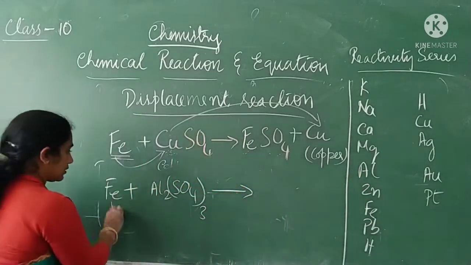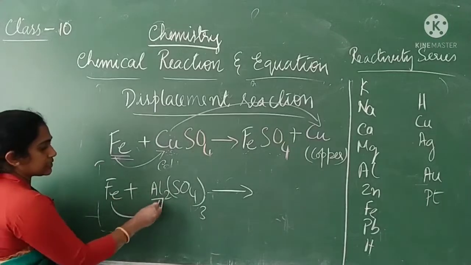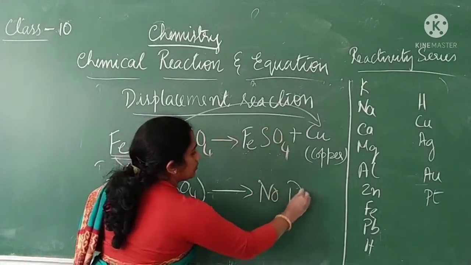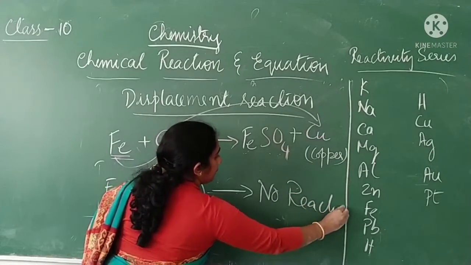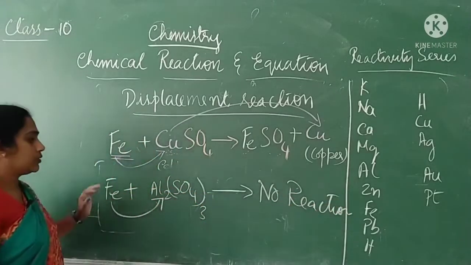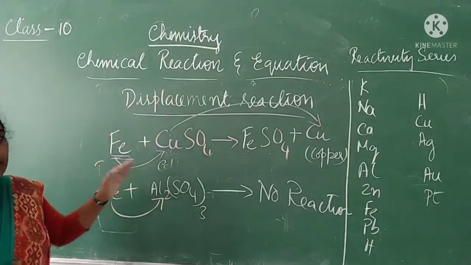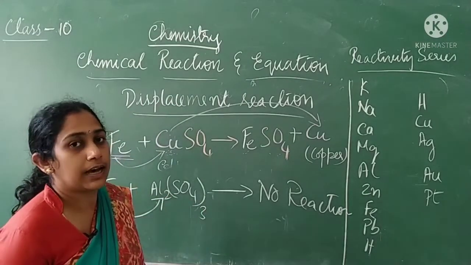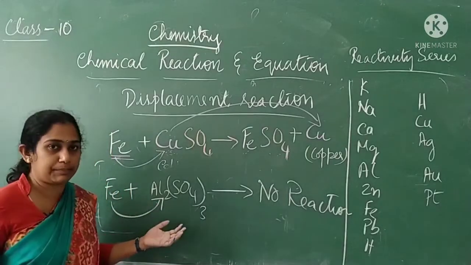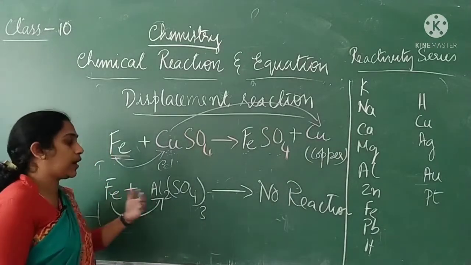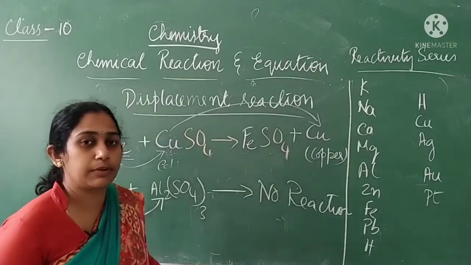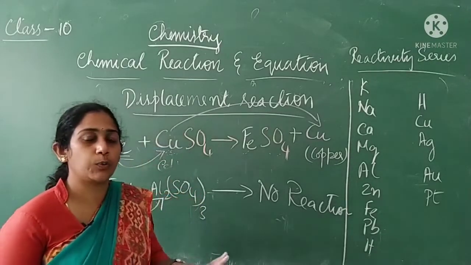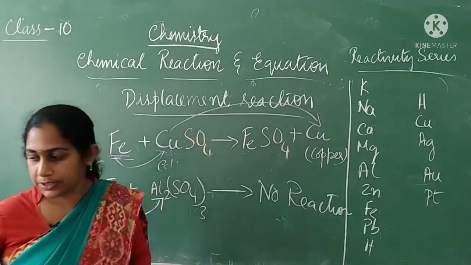So here can the iron displace aluminum? No. So this reaction doesn't happen. So there is no reaction here. Only the highly reactive metals can displace the less reactive metal, but the least reactive metal cannot displace a highly reactive metal. So this reaction doesn't happen. So if you add an iron nail to aluminum sulfate solution, there will be no kind of chemical change, there will be no kind of chemical reaction happening. I hope you understood what is displacement reaction.